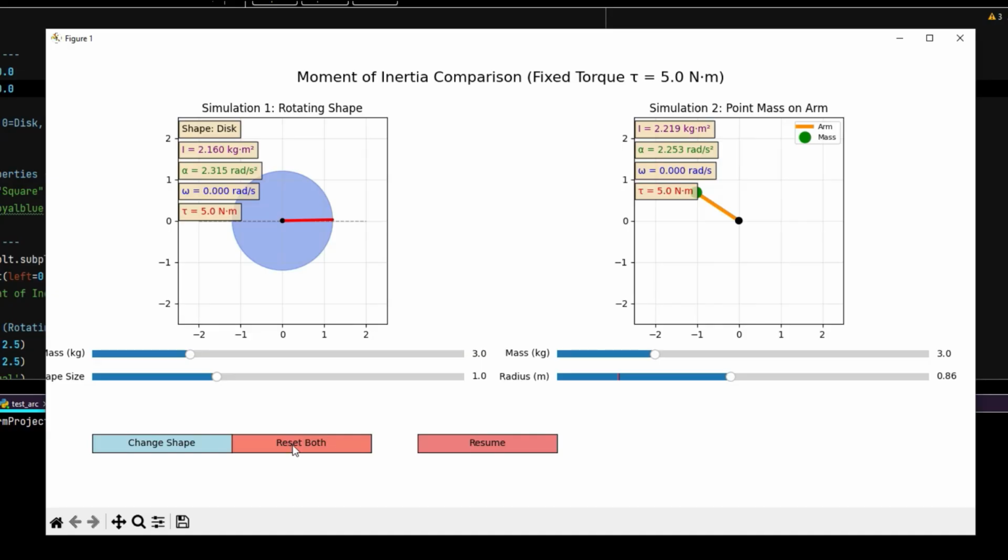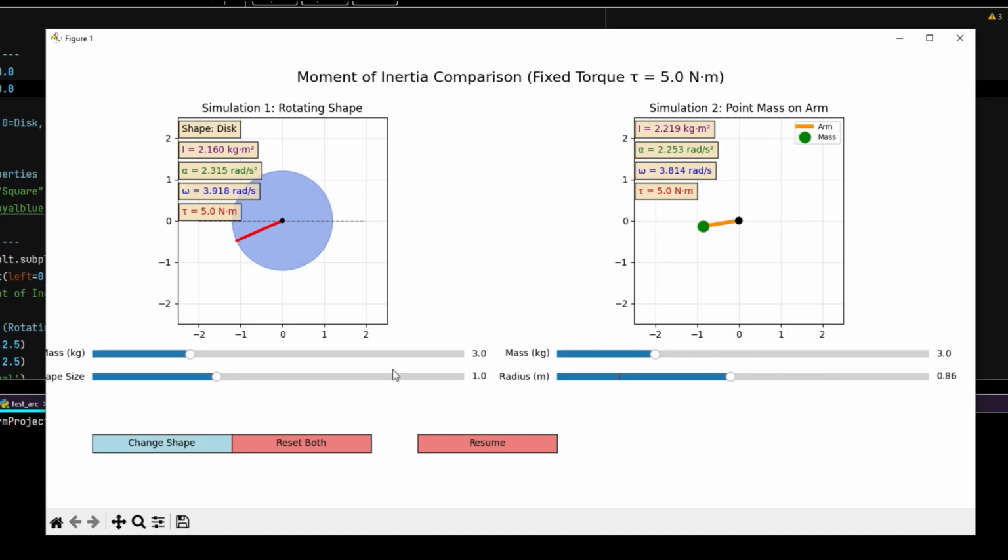Now let me reset both and see what happens. Can you see that? Both are almost rotating at the same rate, because their moment of inertia, the I value over here, might be a bit too small for you guys. On the left it is 2.16. On the right it is 2.2. Of course there's quite a bit of difference with decimal places, but the point is, I'm close.